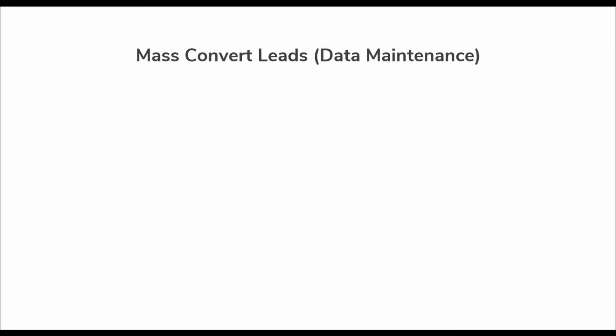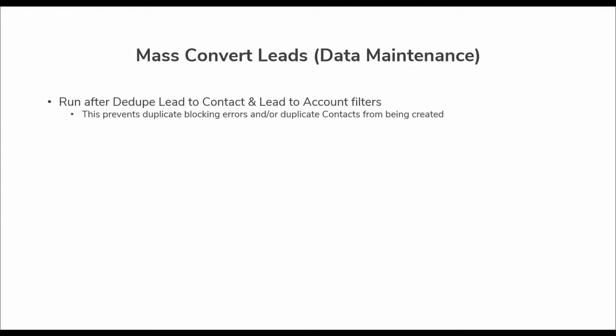So now let's go into the mass convert leads on the data maintenance side. This is the optional conversion option, and this is the one that you would run at the end, after you've already run through your dedupe, lead to contact, and lead to account filters. You want to run through those because you want to prevent duplicate blocking errors or duplicate contacts from getting created.